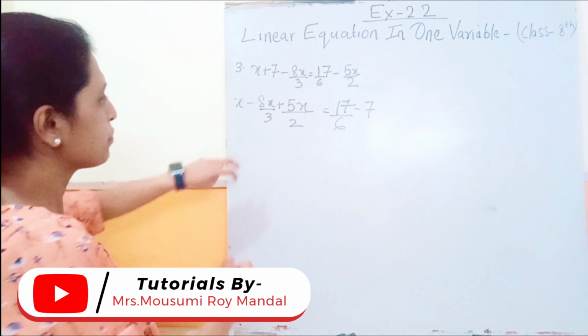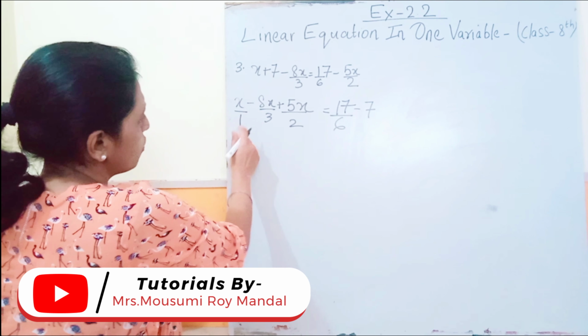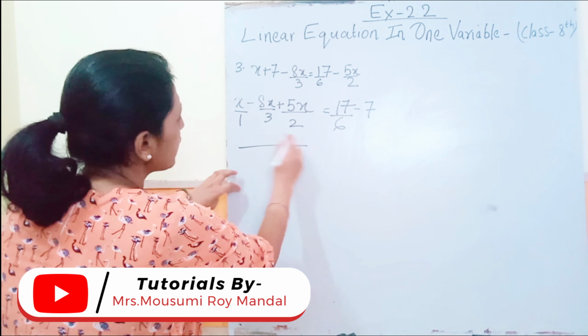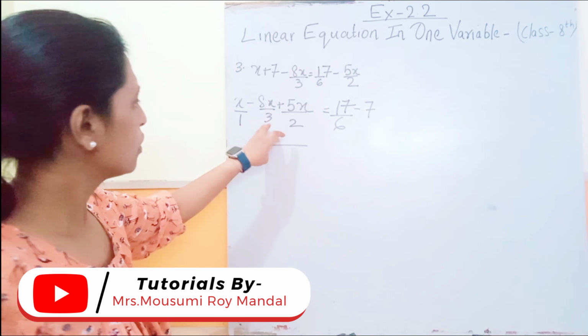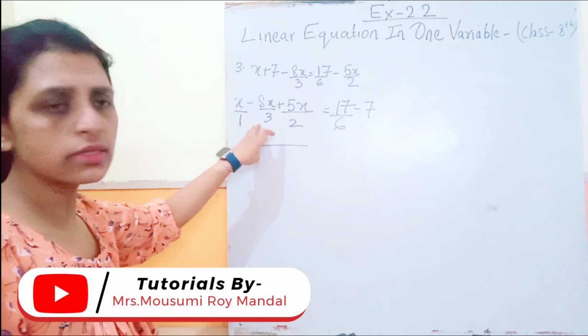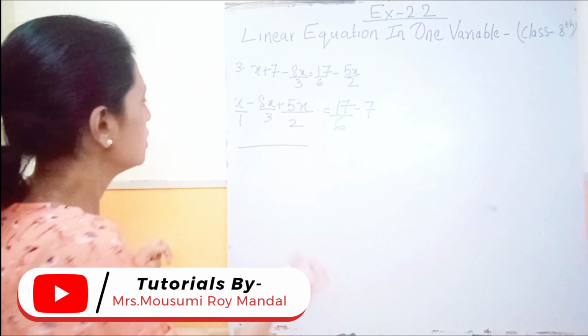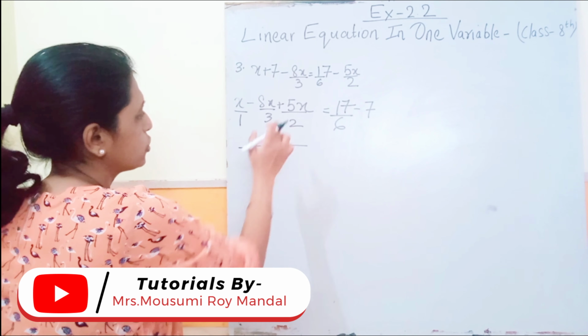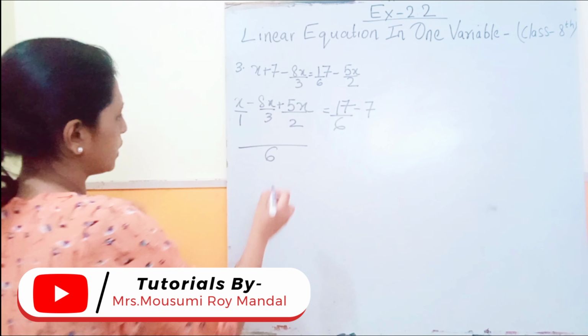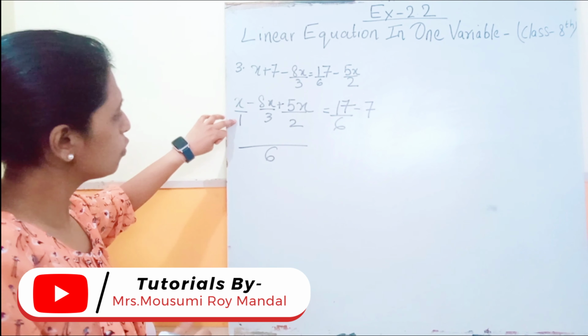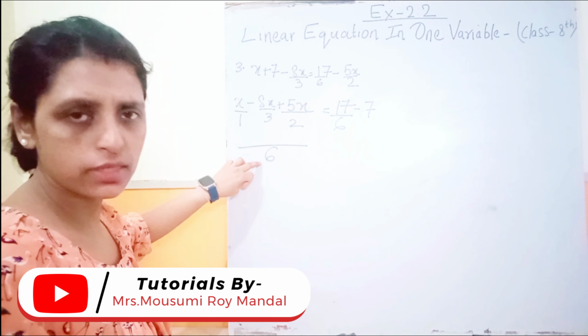Now what we have to do, we have to take the LCM. And you know why we are taking the LCM? Because we need to make these unlike denominators the same. So 1, 3 and 2. What is the LCM of 1, 3 and 2? It is 6.